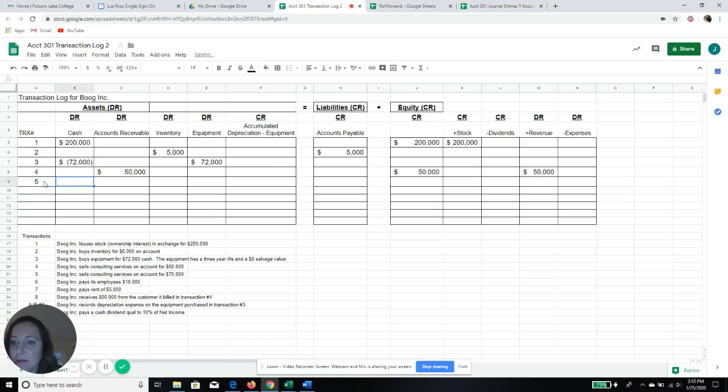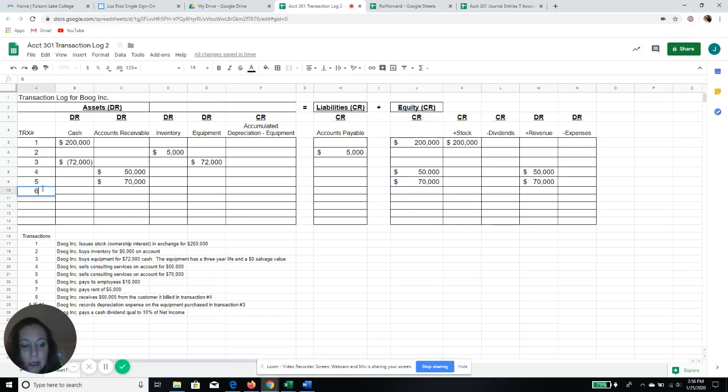Transaction 5, Boog Inc. sells consulting services on account for $70,000. This is going to be the exact same accounting as it was for transaction 4, just a different amount. So I'll enter $70,000 in accounts receivable and $70,000 in revenue. We increased revenue, which is an increase to equity. We increased assets by $70,000 and we increased equity by $70,000, so we're in balance.